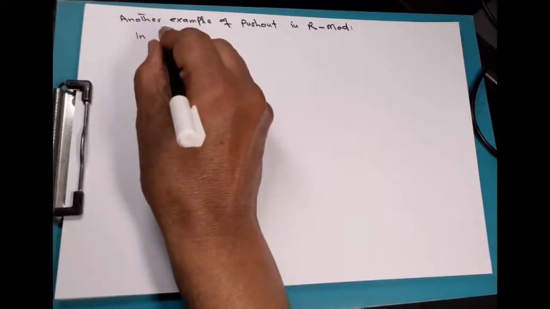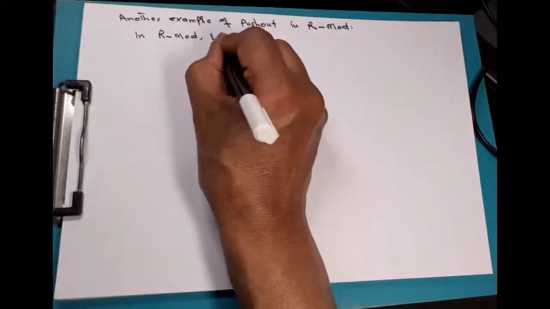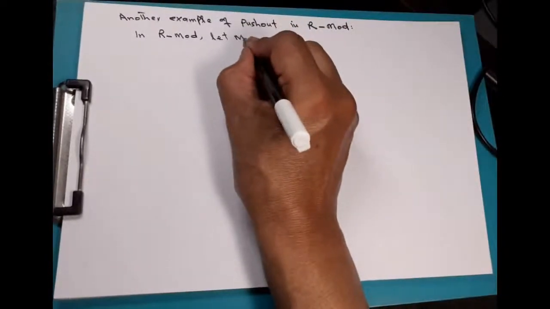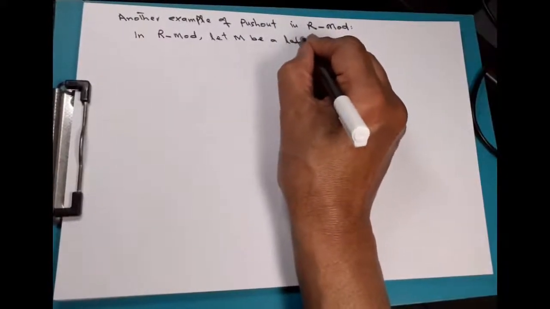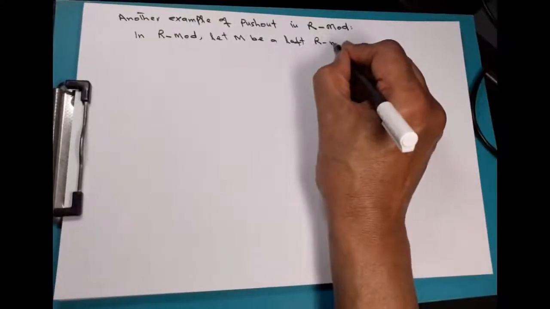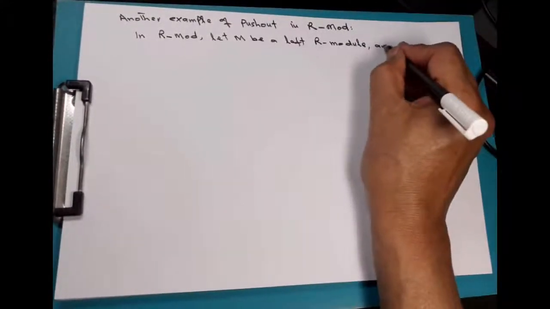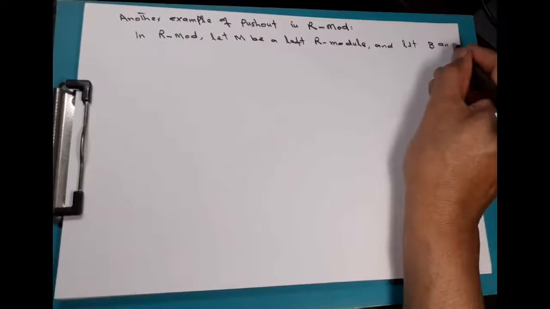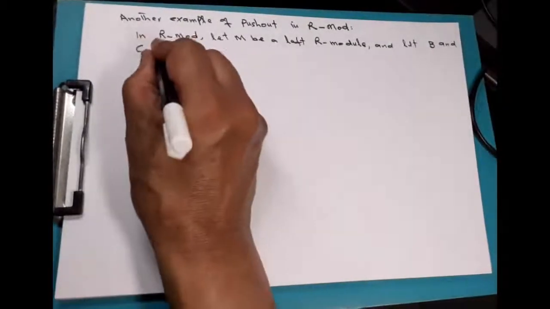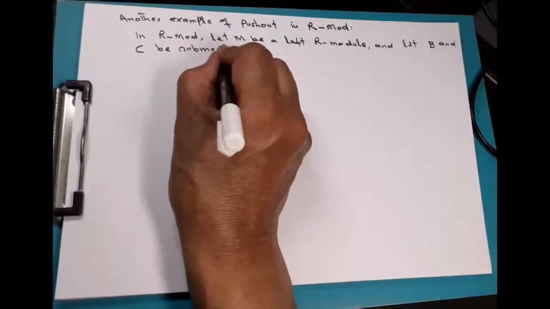So in the category of left R modules, let capital M be a left R module, and let B and C be submodules of M.